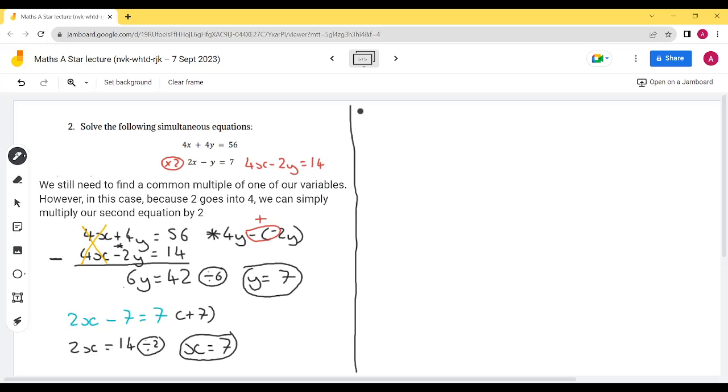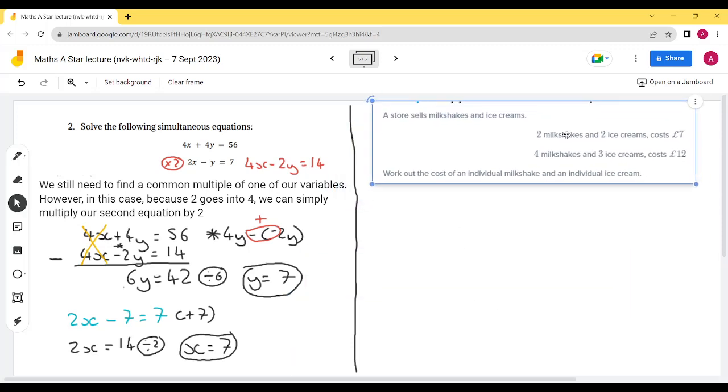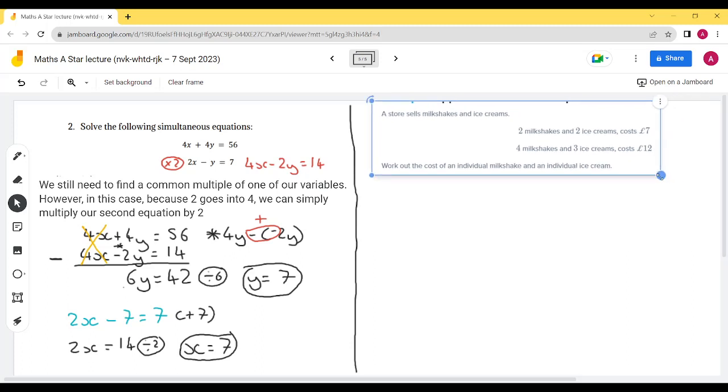So we're told a store sells milkshakes and ice cream. 2 milkshakes and 2 ice creams cost £7. 4 milkshakes and 3 ice creams cost £12. Work out the cost of an individual milkshake and ice cream.